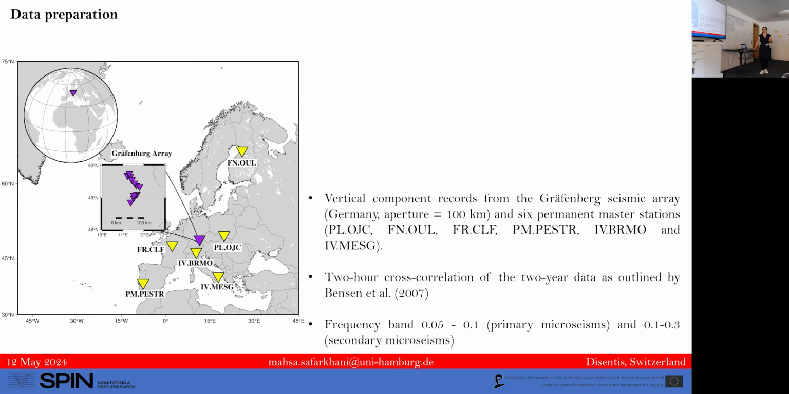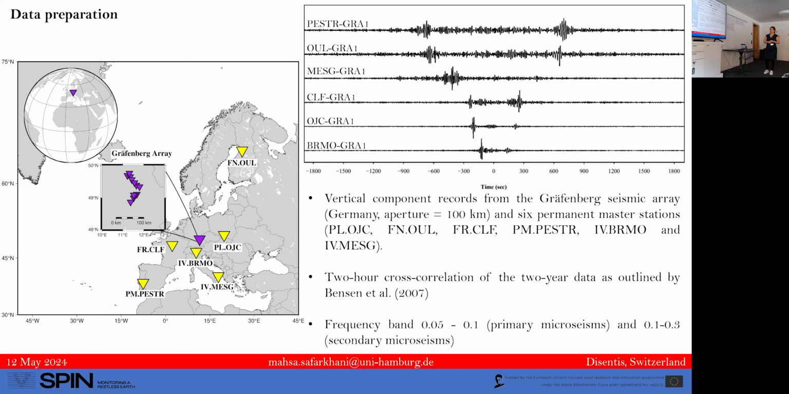In the data preparation, we consider the seismic stations in the Grafenberg array that includes 13 seismic stations in Germany. And we select some master stations as virtual sources in different back azimuths and distances. So we retrieve the reference correlation between each master station and each station of the Grafenberg array. This is a showcase of the reference correlation between each master station and, for example, GRA1 in our seismic array.